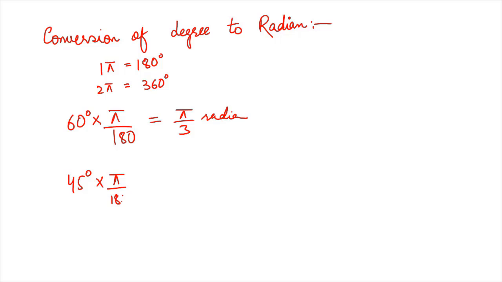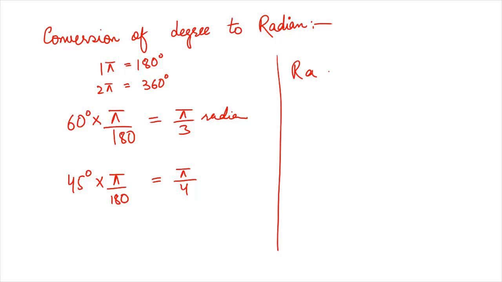you just have to multiply with this factor, pi upon 180. That's it, you just need to memorize this. So 45 into pi upon 180 will be pi by 4, because 45 divided by 180 is 1 upon 4, so it's pi upon 4. So you have to just multiply with pi upon 180 to convert any angle from degree to radian.